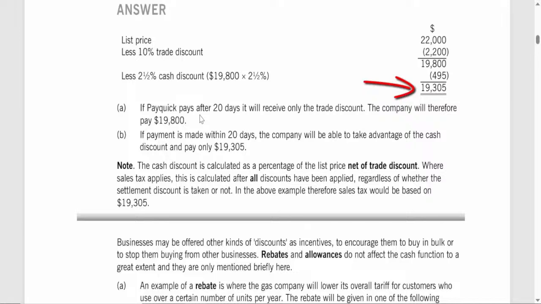Important points to remember. Order of discount application. The trade discount is applied first to the list price, and then the cash discount is calculated based on the price after the trade discount. Cash flow implications. By paying within the discount period, PayQuick not only benefits from a lower price, but also helps the supplier's cash flow, which is often the reason sellers offer cash discounts. By breaking down each step and understanding the sequence of discount applications, we can see how each type of discount impacts the final amount that PayQuick needs to pay.